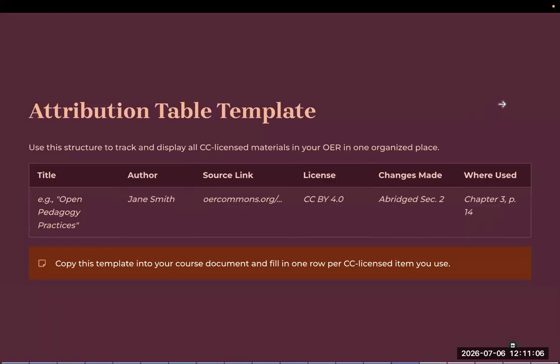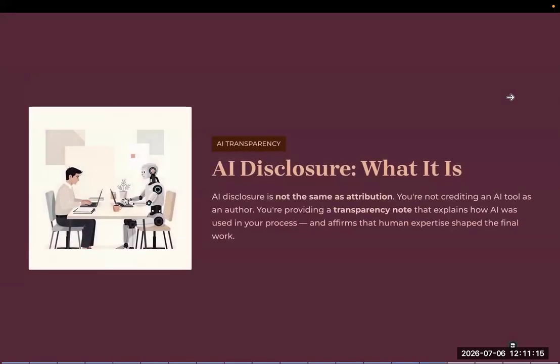And then I also have an AI bot I can send you that will help build the attribution templates for you, so that you're not spending a ton of time writing these from scratch. All right, AI disclosure: what is and isn't. AI is not the same as attribution. You are not crediting an AI tool as an author. You're providing transparency on what you did with it.